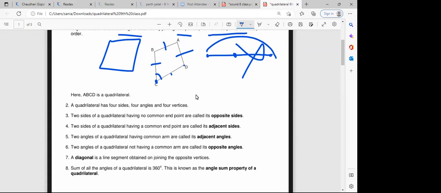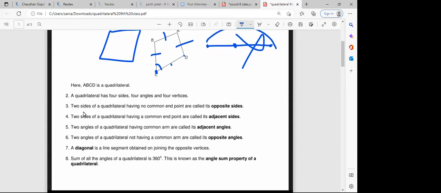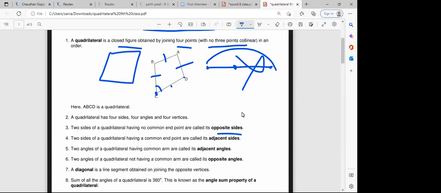Clear? Okay. Now, two sides of a quadrilateral having no common end are called its opposite sides. So see, over here CD and BA, right? They don't have any common points. So that's why they are opposite sides. But taking BA and BC, they are not opposite. Why? Because they have a common point, which is B.